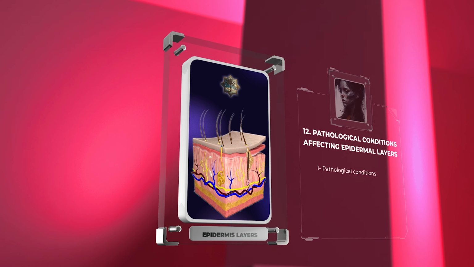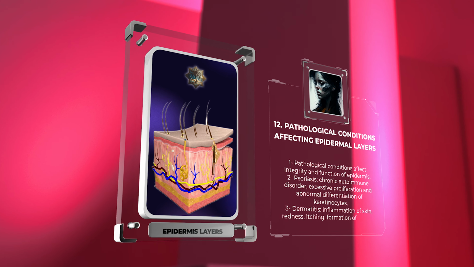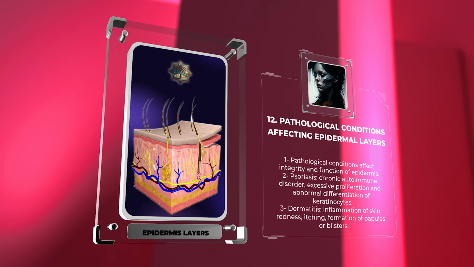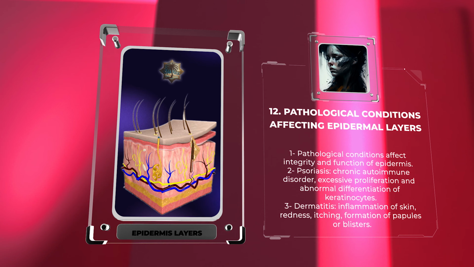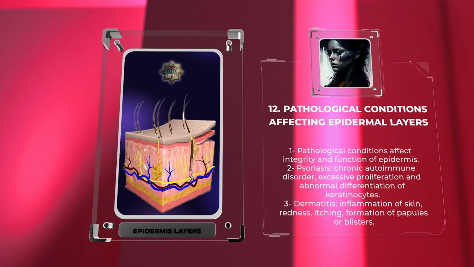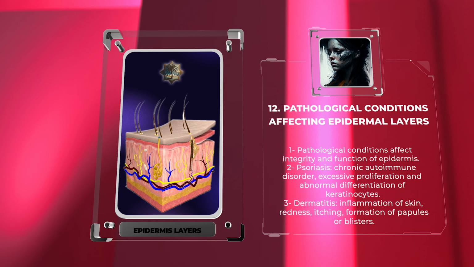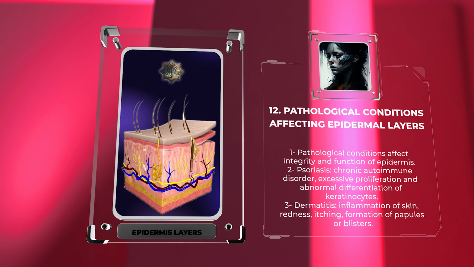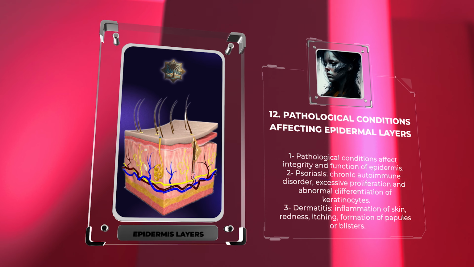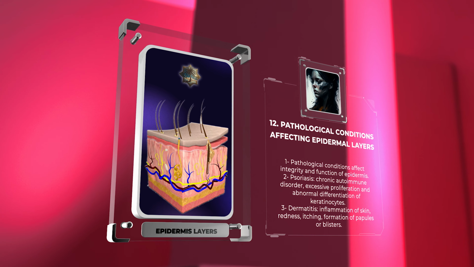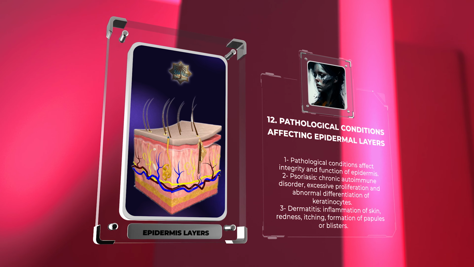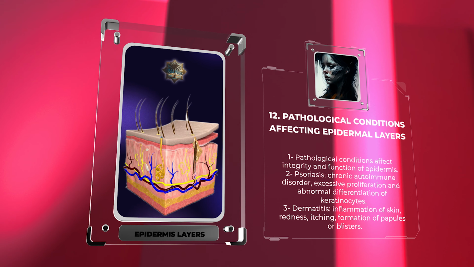Several pathological conditions can affect the integrity and function of the epidermis. Examples include psoriasis, a chronic autoimmune disorder characterized by excessive proliferation and abnormal differentiation of keratinocytes, leading to the formation of plaques on the skin. Another condition, dermatitis, involves inflammation of the skin, resulting in redness, itching, and the formation of papules or blisters. Understanding these conditions is crucial for effective diagnosis and management.